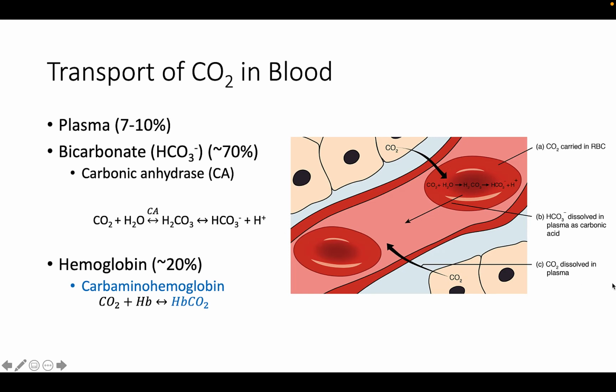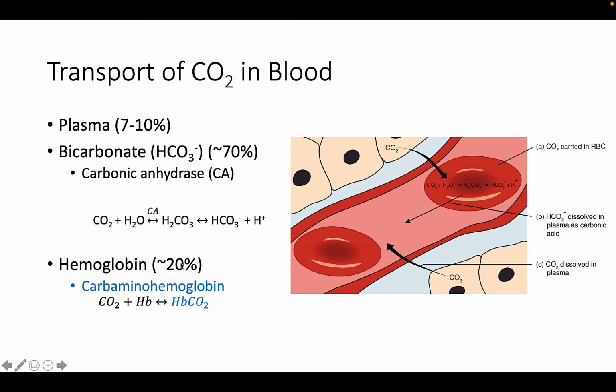Now, at the pulmonary capillaries, the chemical reaction that produced bicarbonate is reversed. So this bicarbonate and hydrogen ion is converted back into carbonic acid and subsequently back into carbon dioxide and water by carbonic anhydrase. Carbon dioxide then diffuses out of the erythrocytes and into the plasma, where it can then further diffuse across the respiratory membrane into the alveoli and be exhaled.